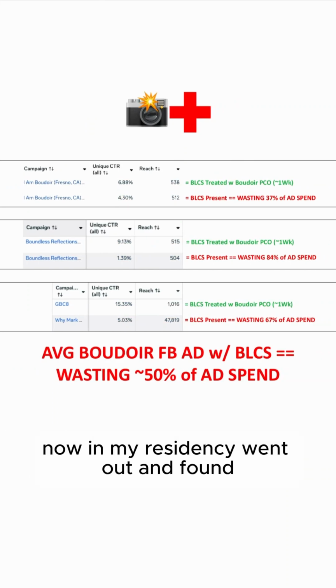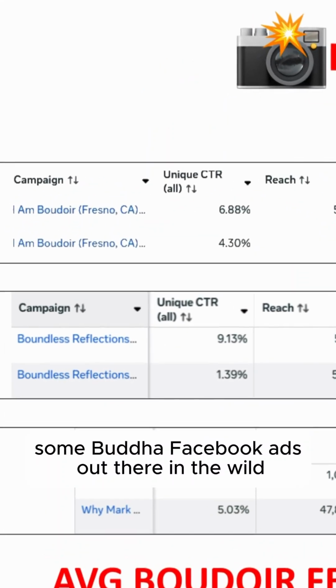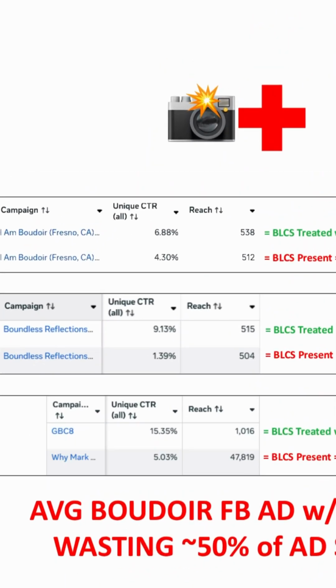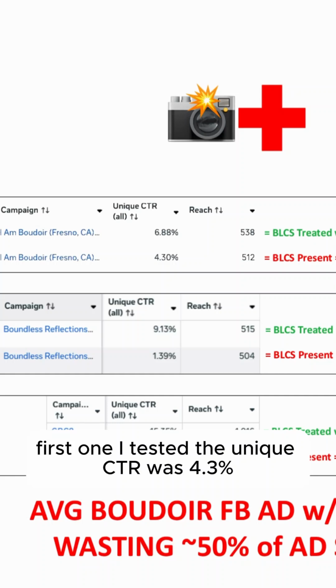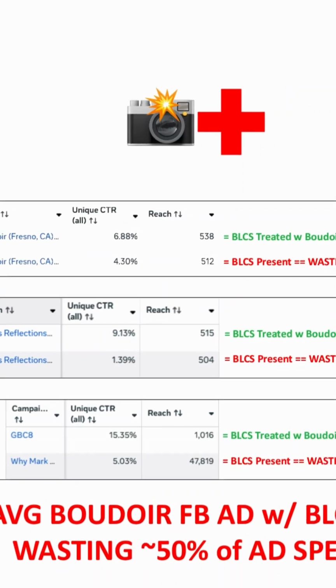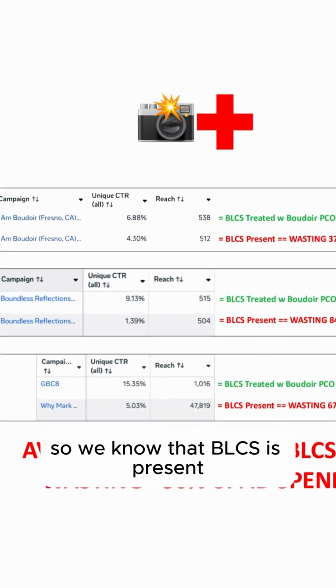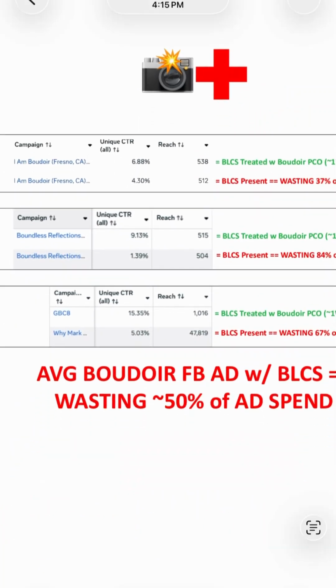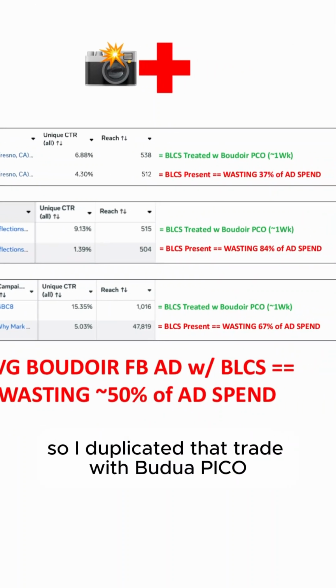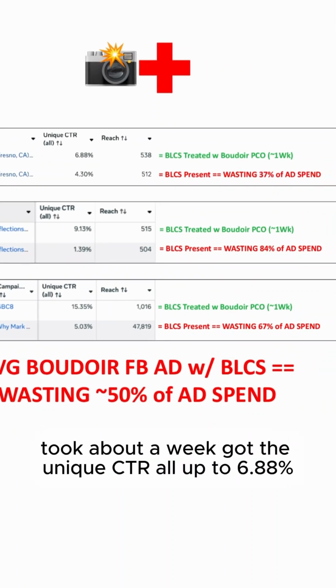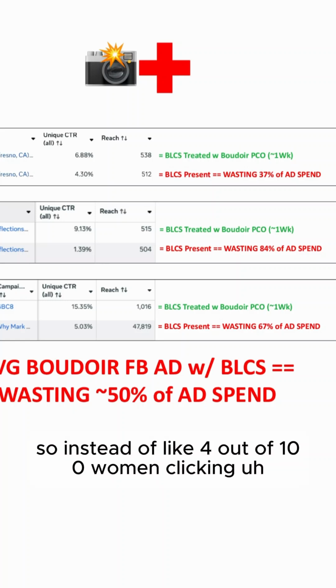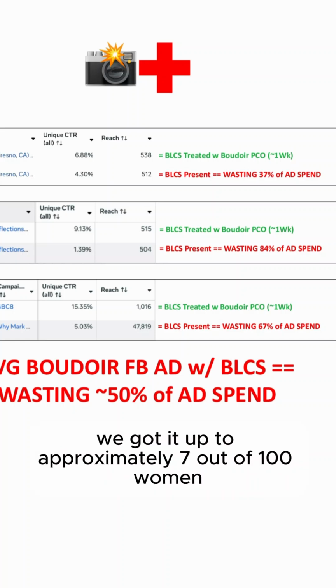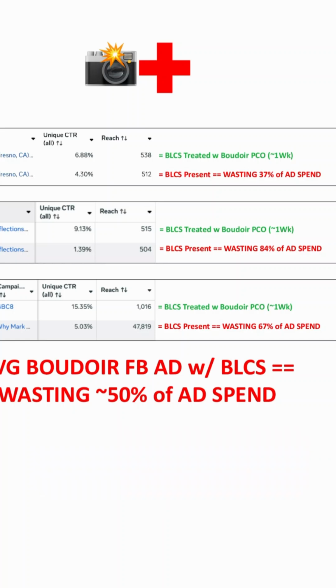Now, in my residency, I went out and found some Boudoir Facebook ads out there in the wild. First one I tested, the unique CTR was 4.3%. So we know that's under 6%, so we know that BLCS is present. So I duplicated that, treated with Boudoir Pico, took about a week, got the unique CTR up to 6.88%. So way better. So instead of like 4 out of 100 women clicking somewhere in the ad, we got it up to approximately 7 out of 100 women.